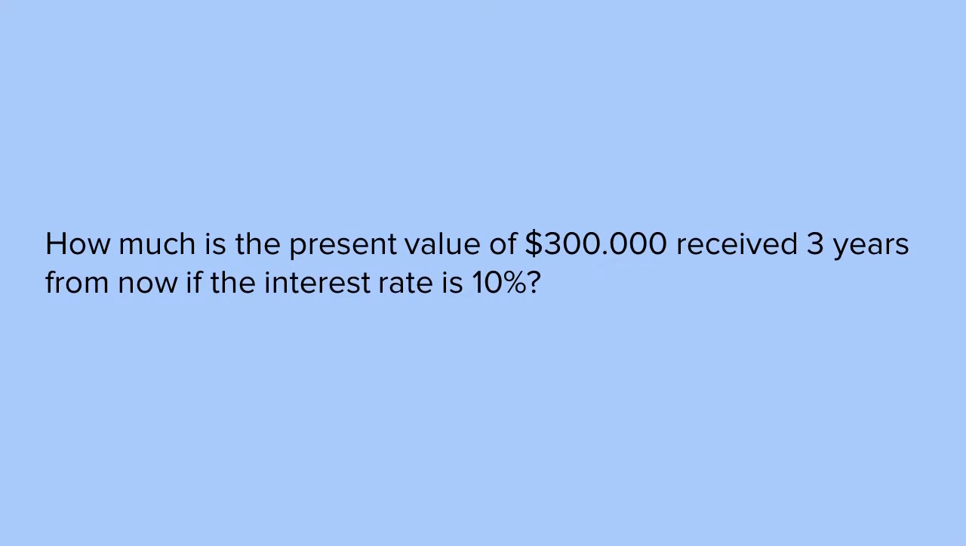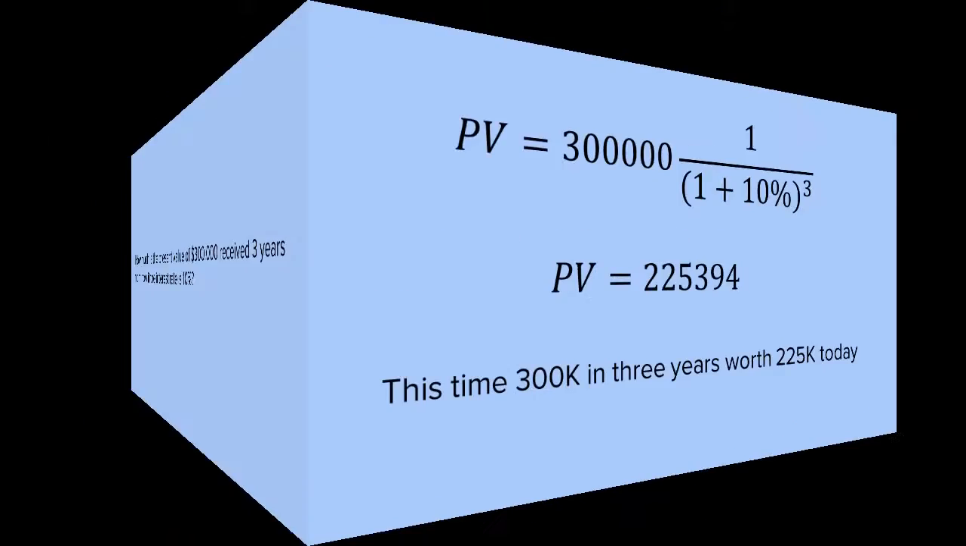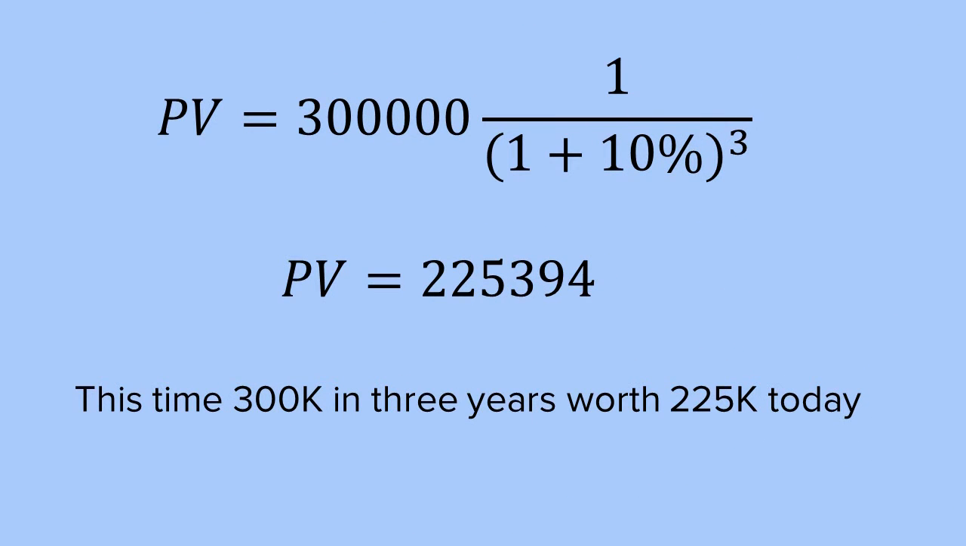Let's crack another one, which is the present value of $300,000 received 3 years from now if the interest rate is 10%. Will it be more or less than $300,000? Apply the formula, get that PV is $225,000. This time, $300,000 in 3 years is worth $225,000 today.